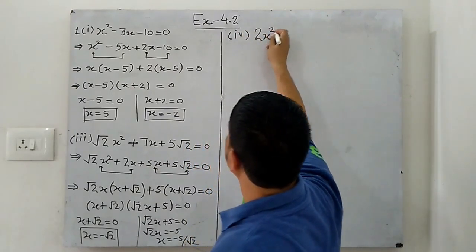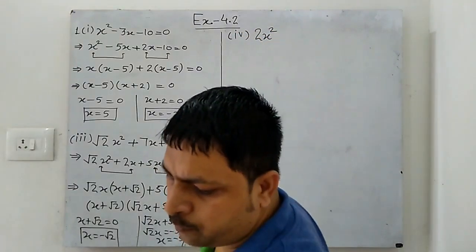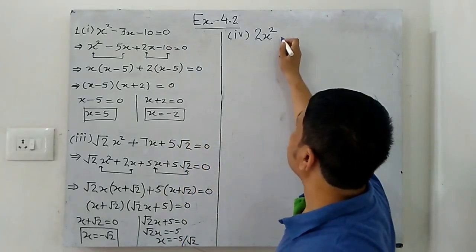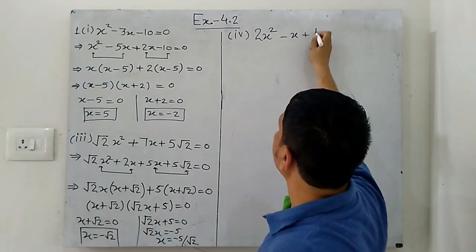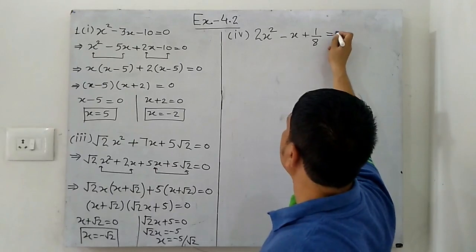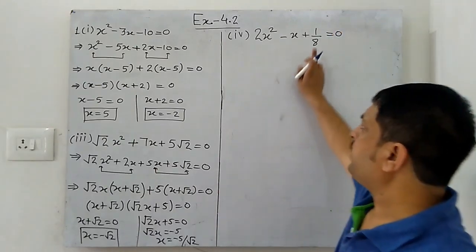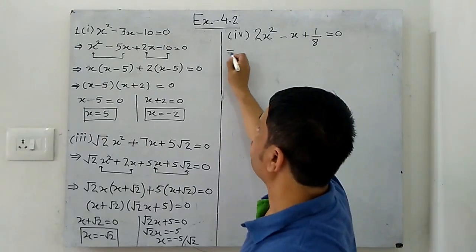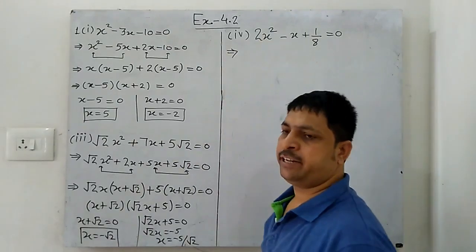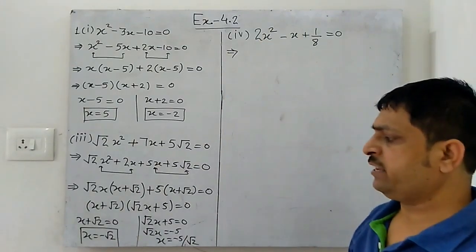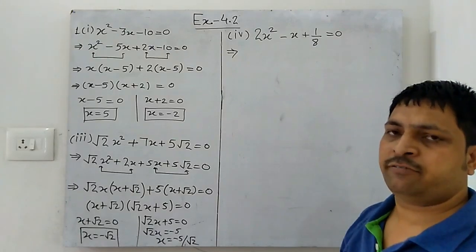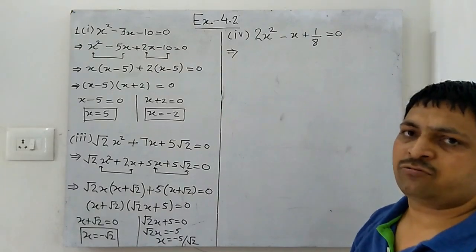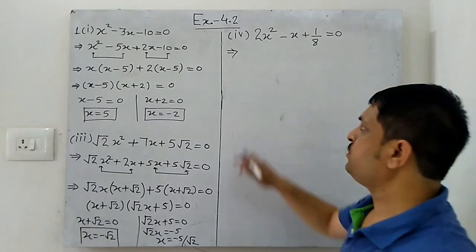it is 2x square minus x plus 1 by 8 equal to 0. Students, we can take 8 as the LCM. So first we are solving this one so that it can be converted into the general form, the standard form of the quadratic equation, which is ax square plus bx plus c equal to 0.